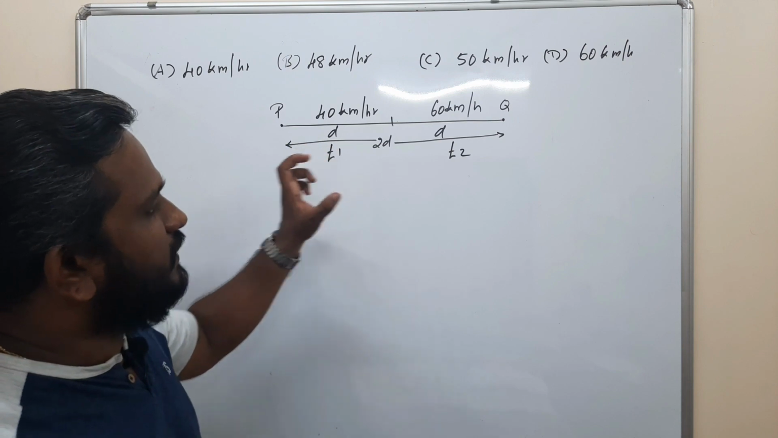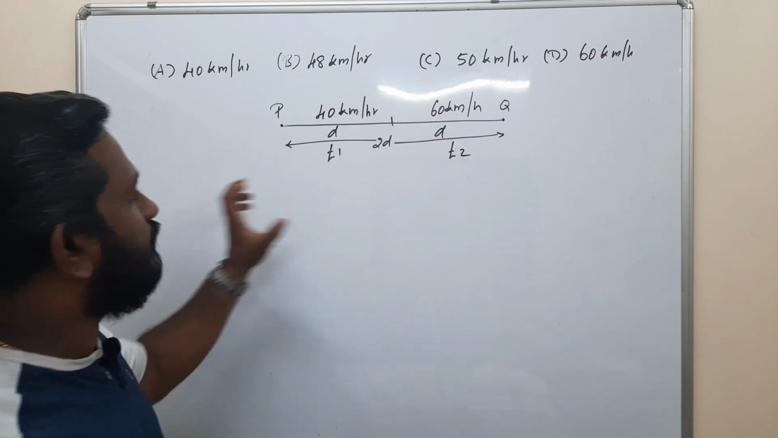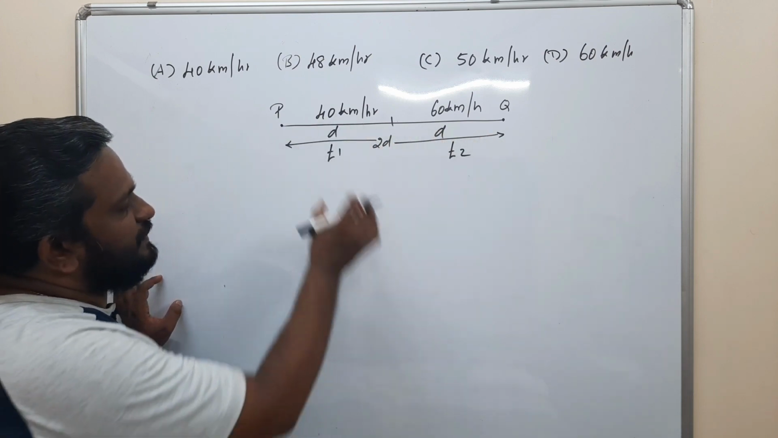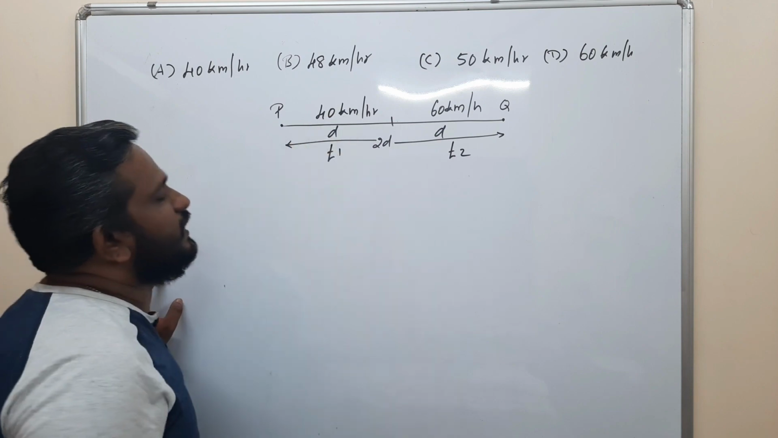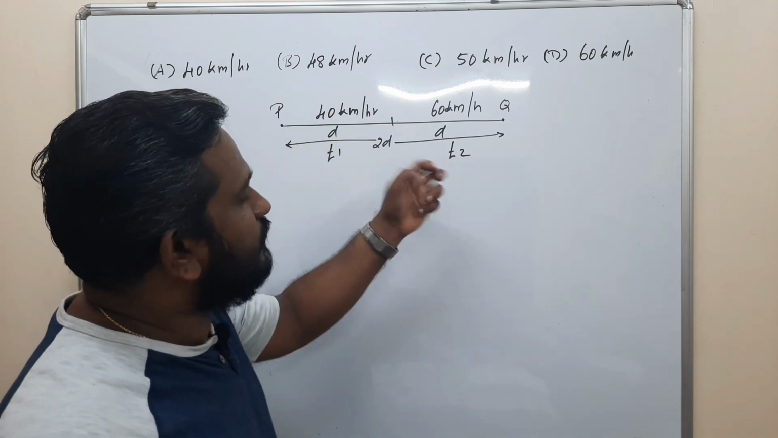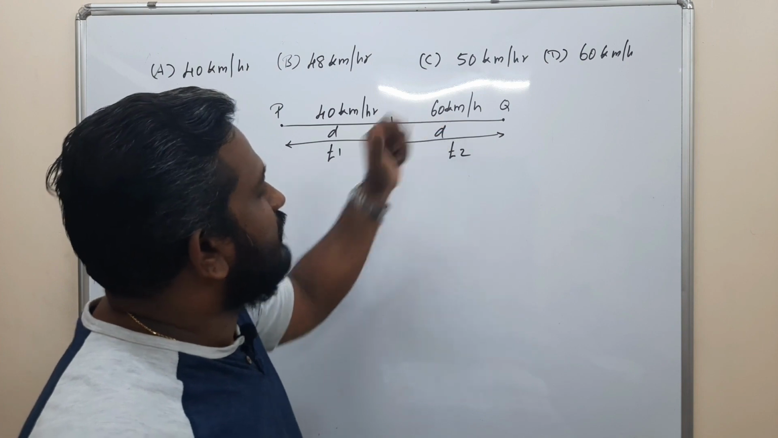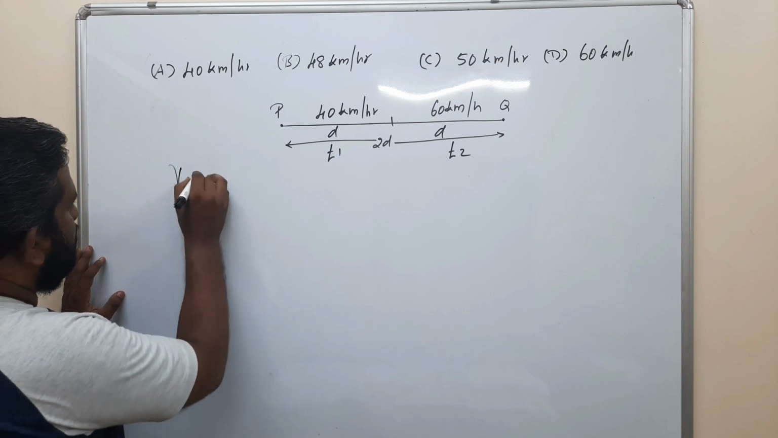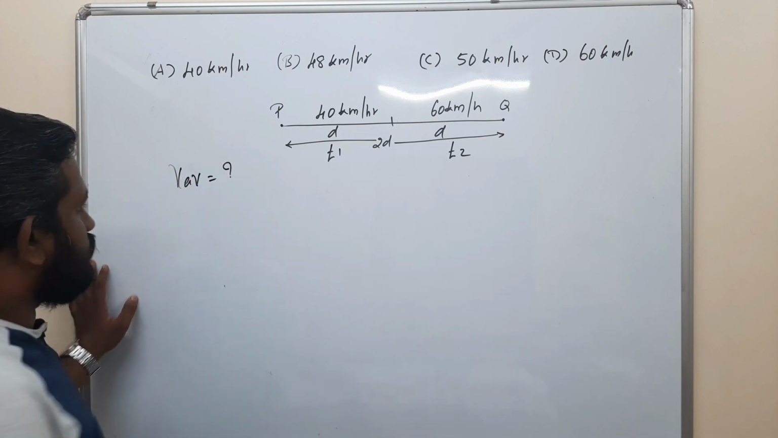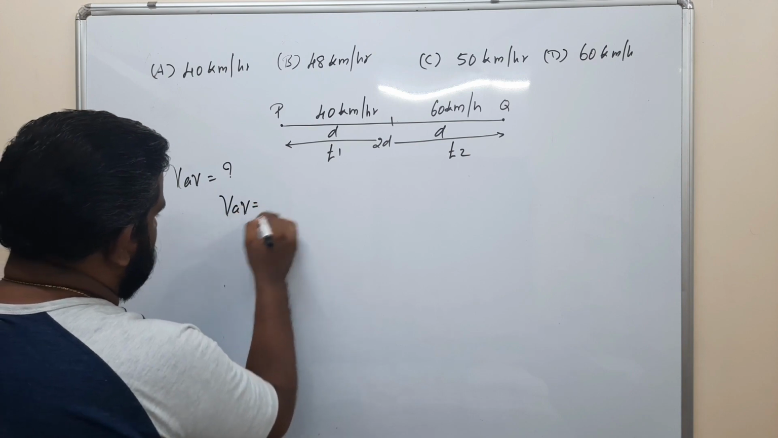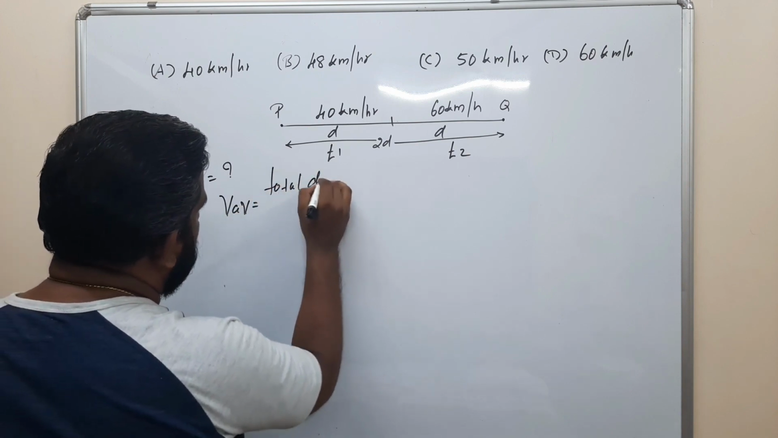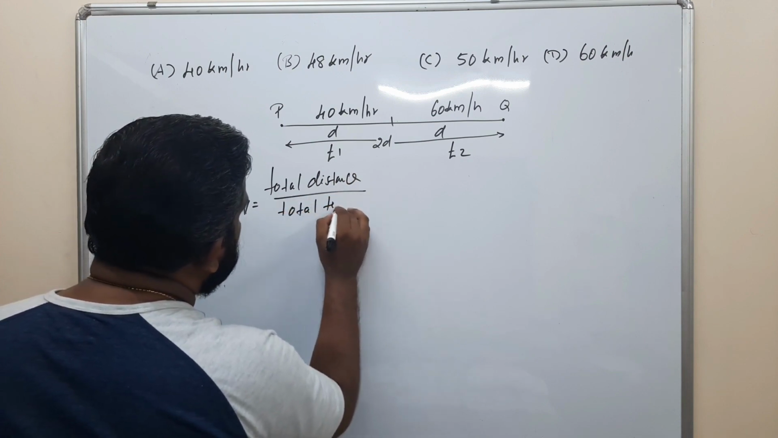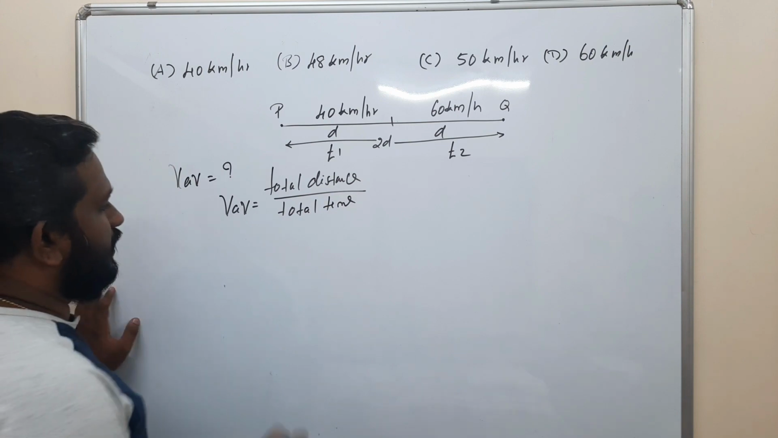The first half of the distance between two points P and Q. The total distance I am taking as 2D. So the first half of the distance, that is D, with the speed 40 km per hour, and the second half of the distance, that is also D, at 60 km per hour. We have to calculate the average speed. What is the formula? Average speed is equal to total distance divided by total time.